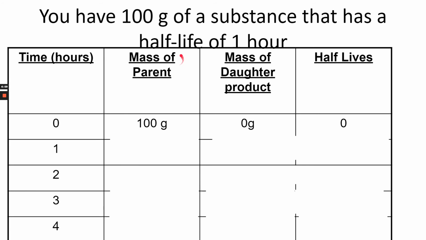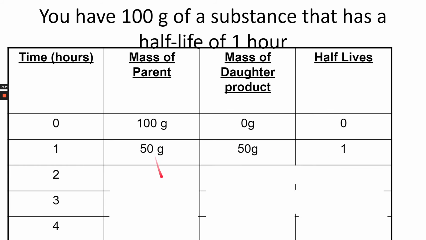So if you imagine you have 100 grams of a substance that has a half-life of 1 hour. At time 0, this is our start time, you have 100 grams of the parent, the unstable, 0 grams of the daughter because nothing's happened yet, and this would be 0 half-lives. So after 1 hour, if the half-life is 1 hour, that would be 1 half-life. The new mass of the parent is going to be 50 because it's half of the original. And now if 50 of it is remaining, that means 50 of it turned into daughter product. And again, it's 1 half-life.